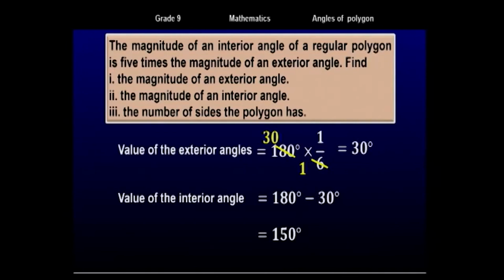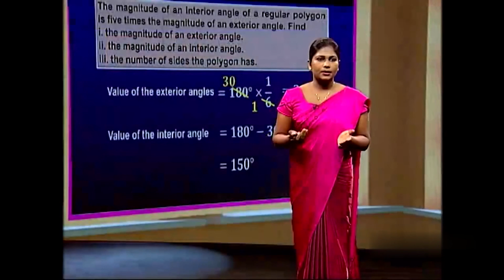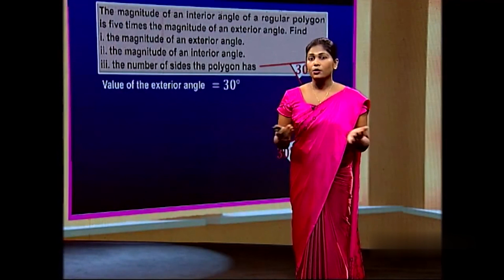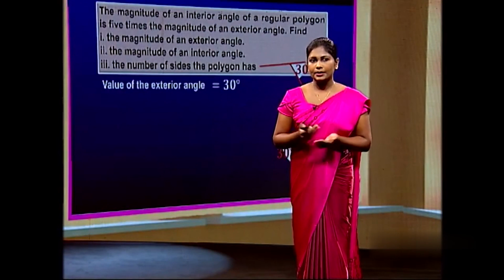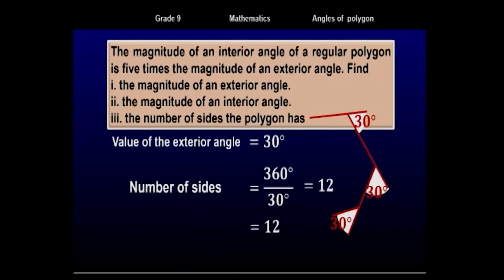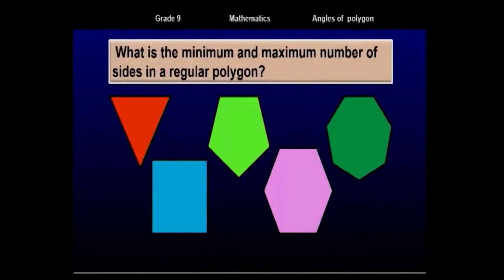We know this is a regular polygon. All the angles are equal, all the sides are equal. Then you can substitute the value of the exterior angle, 30. Then the number of sides is equal to 360 divided by 30 degrees. That means 12 sides. Number of sides equal to 12 sides.